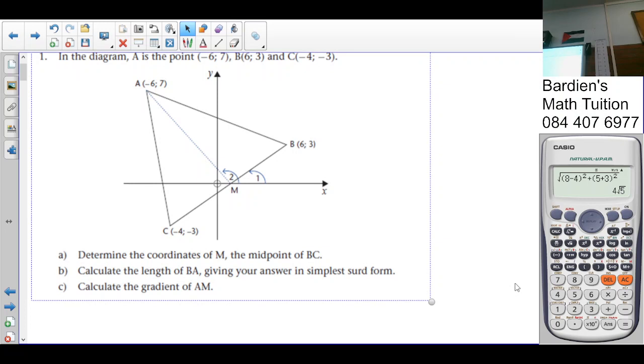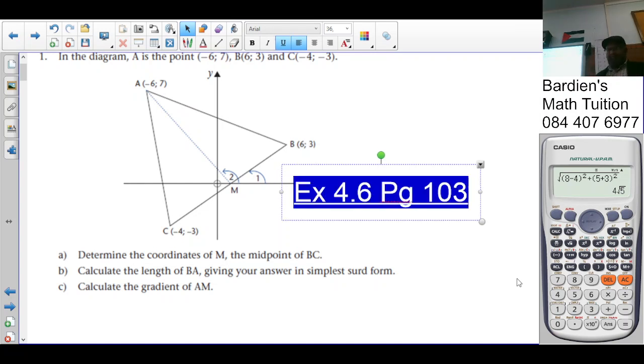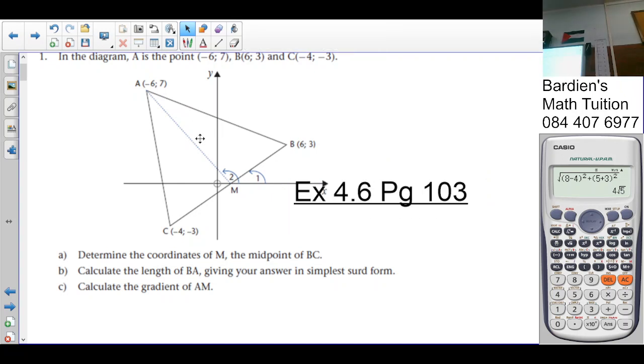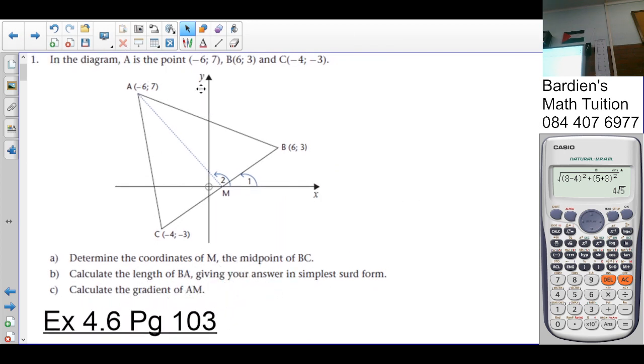So we're looking at exercise 4.6, on page 103. We are told that in the diagram, A is the point negative 6 and 7. B is 6 and 3. C is negative 4 and negative 3. Determine the coordinates of M, the midpoint of BC.